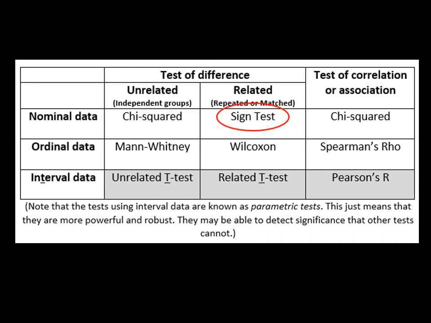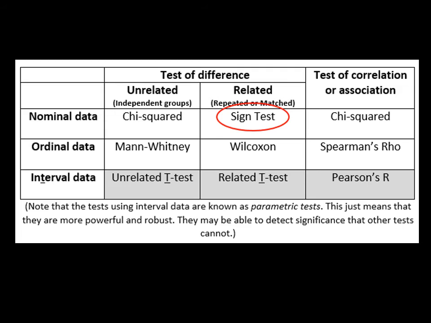If you've got a test of difference, you then have to subcategorize it and think, am I using unrelated groups, or related groups? Unrelated is independent groups, related is repeated measures or matched pairs, because the groups are related to each other in some way, they're similar to each other in some way. So you can work out what column you are using from doing that. On the left hand side, you can see the type of data that you're using. If you can identify whether you're using nominal, ordinal or interval data, you can see which row of the table you're going to be using.